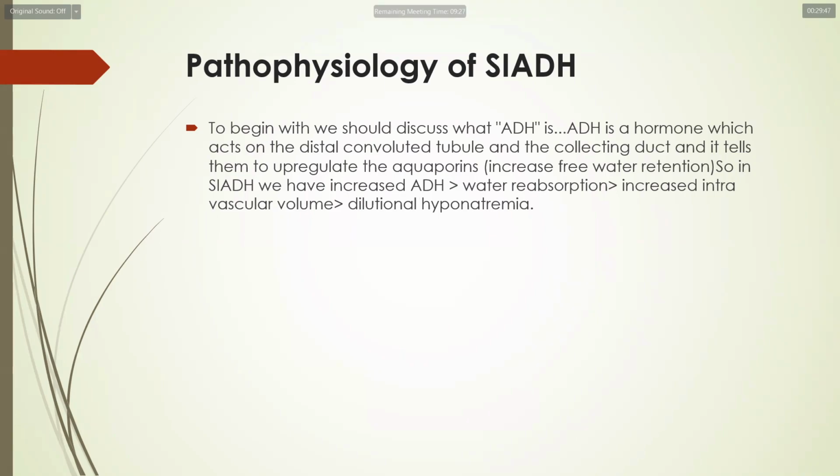هايبوناتريميا. ودكتور في ميكانيزم ثانية بس أنا ما حطيتها بالسلايد لأني مش متأكد منها، إنه زيادة ال ADH بتعمل نيجاتيف فيدباك للألدوستيرون، فكمان بتعمل هايبوناتريميا، بس زي ما حكيت يعني خفت تطلع غلط.